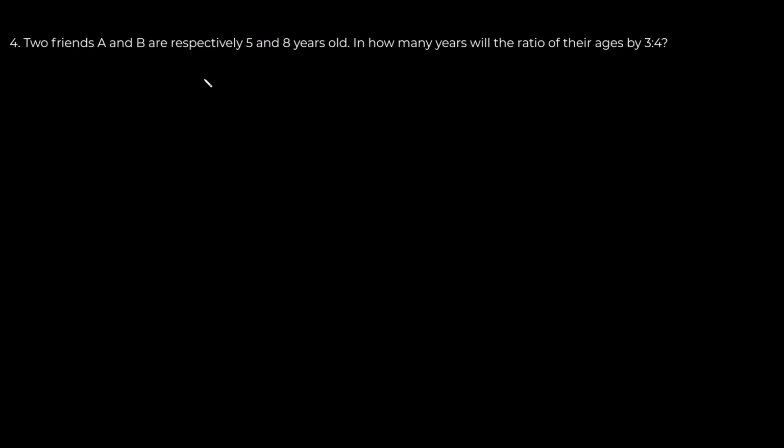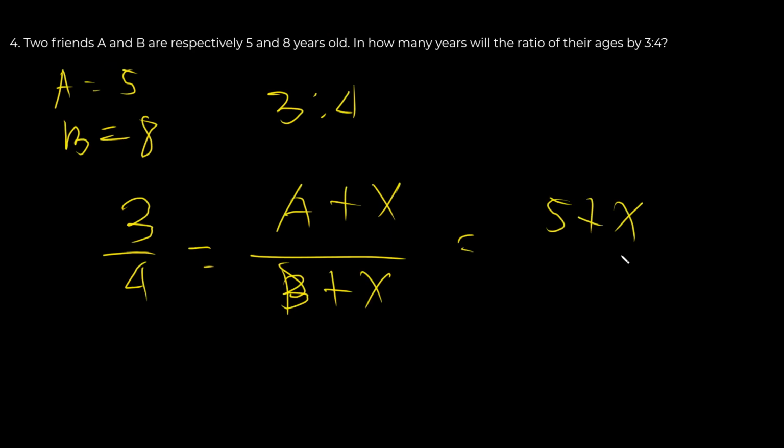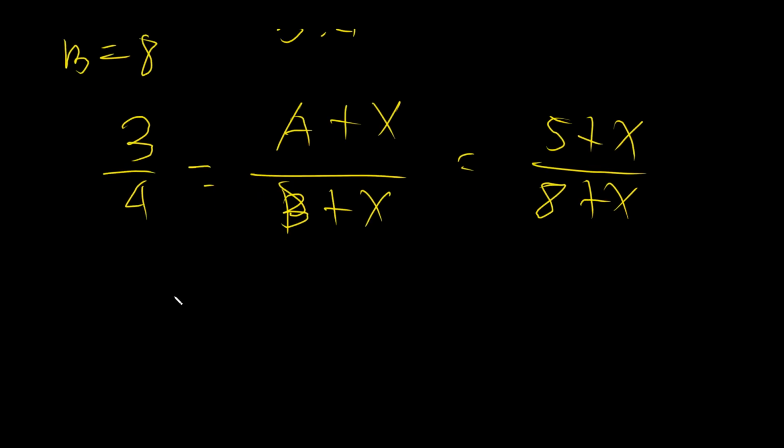Number 4, two friends A and B are respectively 5 and 8 years old. In how many years will the ratio of their ages be 3:4? So, A is equal to 5, B is equal to 8. The ratio should be 3:4, or we can write that as 3 over 4 is equal to A plus X years over B plus X years. So, substituting, we get 5 plus X over 8 plus X. Solving for x, you get 4 years.